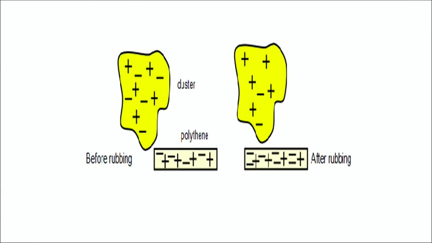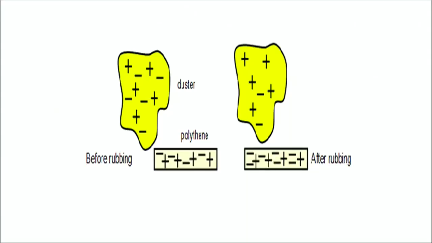The positive charge and the negative charge were equal on both the polythene strip and the duster. But when you rub the duster with the polythene strip, you can see in the figure that the positive charge is more and the negative charge is less. So, we can say the duster is positively charged here. Now look at the polythene strip. It has more negative charge, the plus signs are very few and the negative signs are more. So, effectively we can say that the polythene strip is negatively charged.